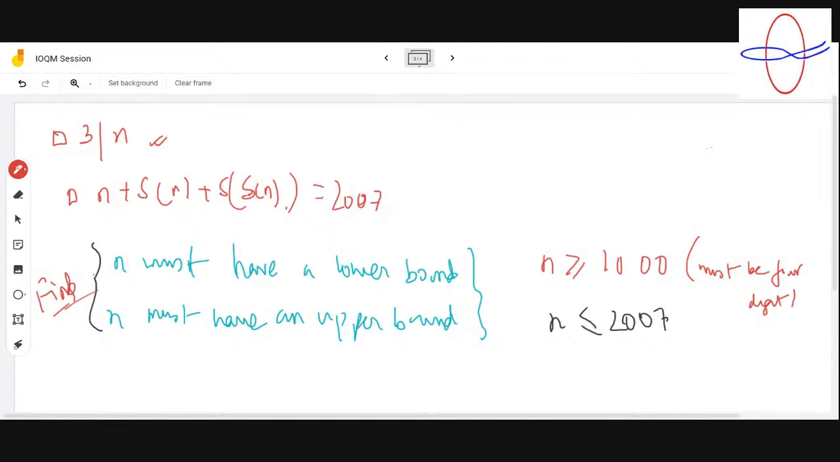Tell me why it has to be that lower bound. Shubham Mal, why does it have to be the lower bound? What do you think? Let's try to think about it. Why, how can it be true?